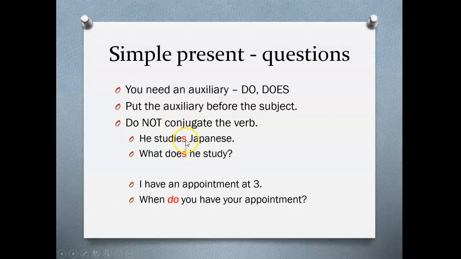So he studies Japanese becomes what does he study? So I take the S from here, it goes down to my auxiliary, and my verb comes back to the base form. So I have an appointment at 3 o'clock. When do you have your appointment? So I just take my auxiliary here and I put it in front of my subject.